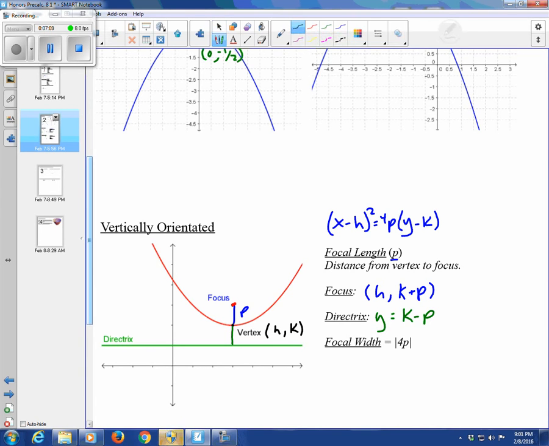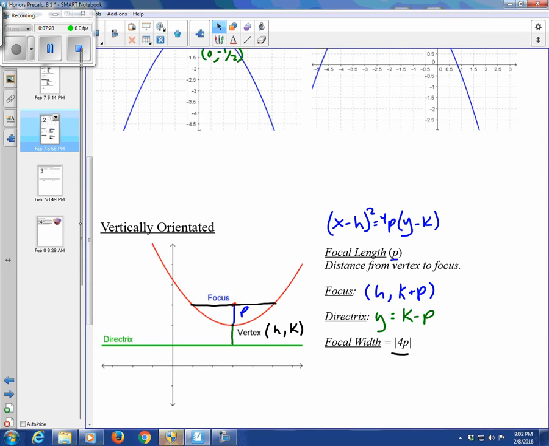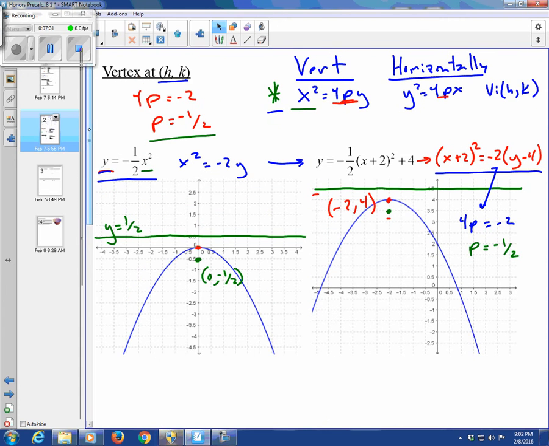Now, what we're saying is that the focal width is going to be defined in that same way. So we're going to be able to say that the focal width is still the width of the parabola through the focus, and it's still going to be defined as the absolute value of 4p. Right here, if we go up to our example, we can basically apply the definitions that we got down in our generic case to define our focus and our directrix.